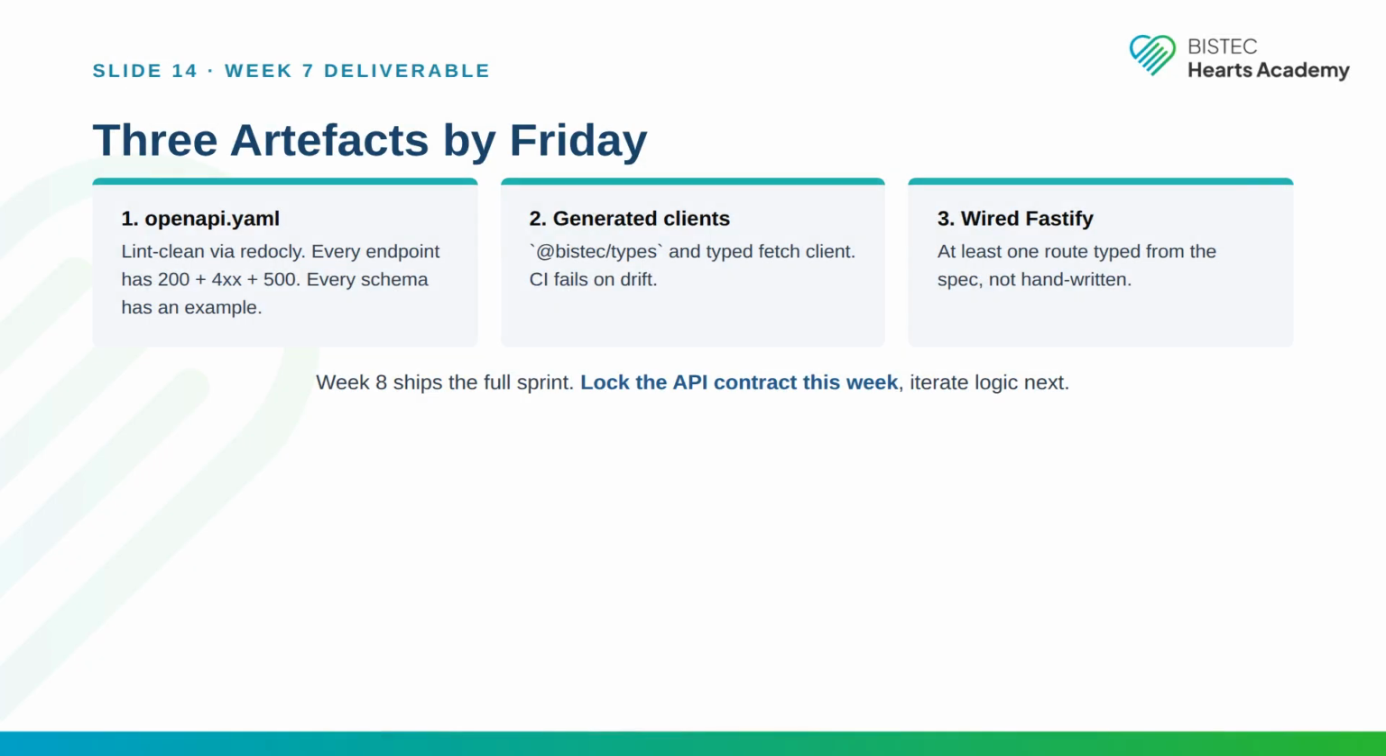Week 7 deliverables. 1. Your OpenAPI YAML lint clean via Redocly. Every endpoint with 200 plus 4xx plus 500. Every schema with an example. 2. Generated clients: the types package and the typed fetch client, both regenerated in CI. 3. At least one Fastify route typed from the spec, not handwritten. Submit Friday. Week 8 ships the full sprint on top of this contract.